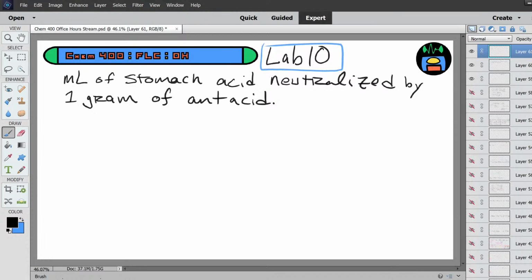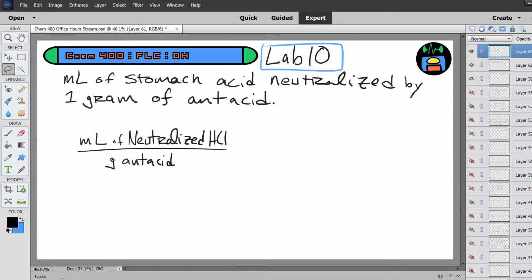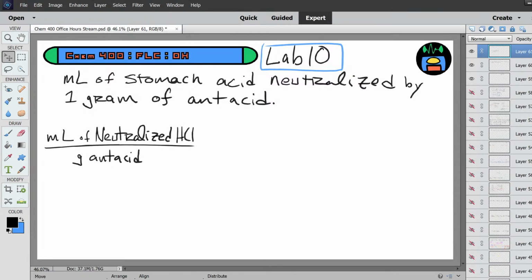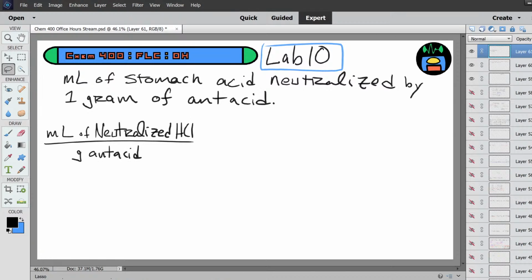And what you do is, you take the milliliters of neutralized HCl. So I'm going to start by just writing what they have, and then I'm going to explain it. So just bear with me for the moment, and then we're going to unpack what this whole thing means. All right.